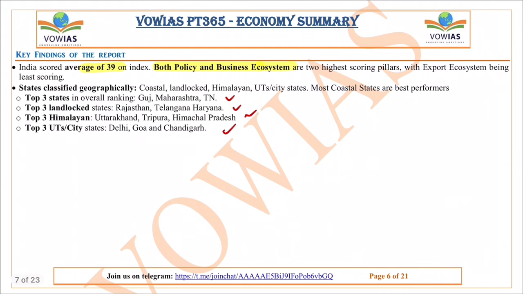The key findings of this report: India scored an average of 39 on the index, and policy and business ecosystem are the two highest scoring pillars. Along with them, the export ecosystem is the least scoring. The export ecosystem is the least scoring because, as you know, logistics is one of the key troubles India is currently facing. Because of the logistics cost, our products have not become competitive globally.